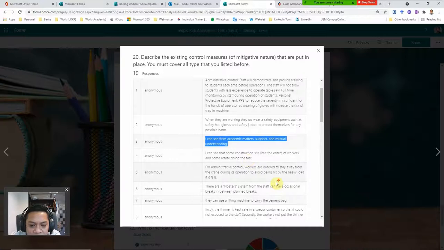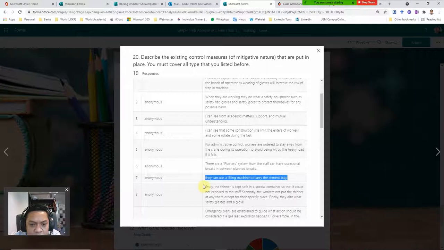Some of you gave the answer that, yeah, they can or should. So that's wrong. They can use lifting machinery to carry the cement back. It's what is already given, what is already there, and not what should be there.